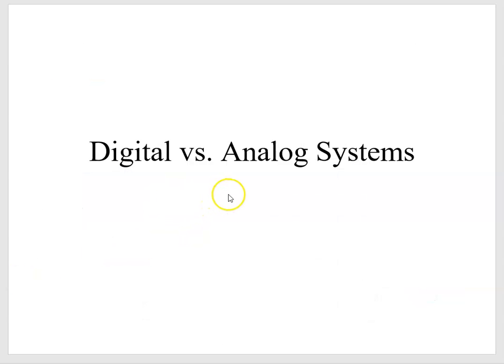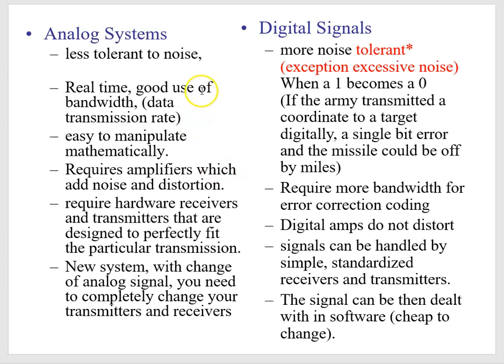Again, digital versus analog systems: an analog system is less tolerant to noise, whereas a digital system is more noise tolerant, except if you get a lot of bit errors. If a one becomes a zero, then that excessive noise could be an error that can't be corrected, and then it could be a very big problem. This is an example of missiles being fired off. So that's what's going on when our Army, or I guess our Air Force, completely hits the wrong targets.